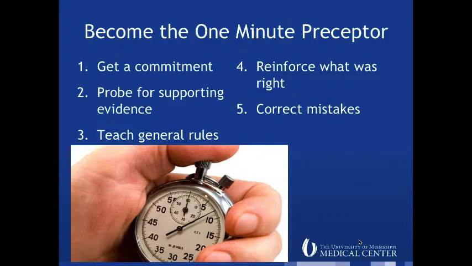Getting a commitment is the most important of these 5 and where it all starts from, and then probing for supporting evidence, teaching some rules, reinforcing what they did right, and then correcting some mistakes. It really does take a lot of skill and practice to get it where you can do it in a timely manner, and your learner feels like they have learned something from the experience. So all of that is part of the environment.